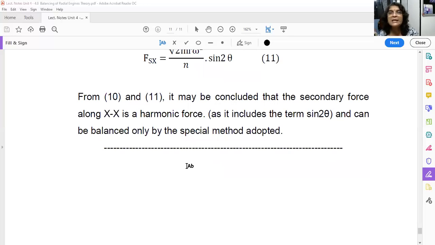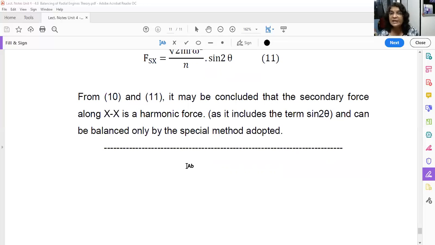See friends, in the next lecture we are going to solve 3 problems which are based on the radial engine. One problem will definitely be on the V engine, which we are going to solve by the analytical method and also by the graphical method. And the remaining 2 problems, on the 3-cylinder radial engine, we are going to solve using only the direct and reverse crank method.